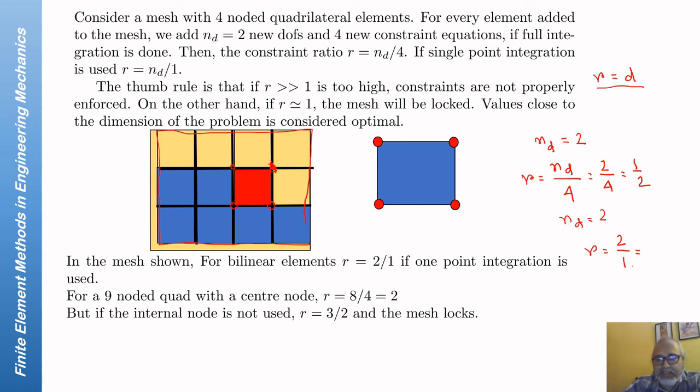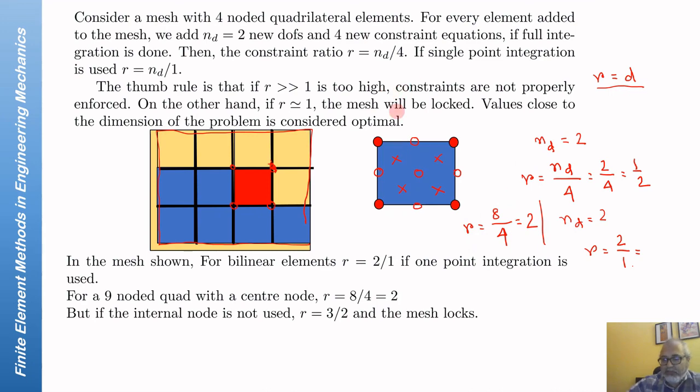Now, I can do several other things. I can use a quad with 9 nodes, with a center node as well. If I use a quad with 9 nodes, then for this red element I will add 1, 2, 3, and 4 nodes, the central node also. I'll add 4 nodes, therefore 8 degrees of freedom. So the numerator will be equal to 8. And if I do a 2 cross 2 Gauss quadrature, I will have 4. That will be equal to 2 again. So this will be optimal as well.